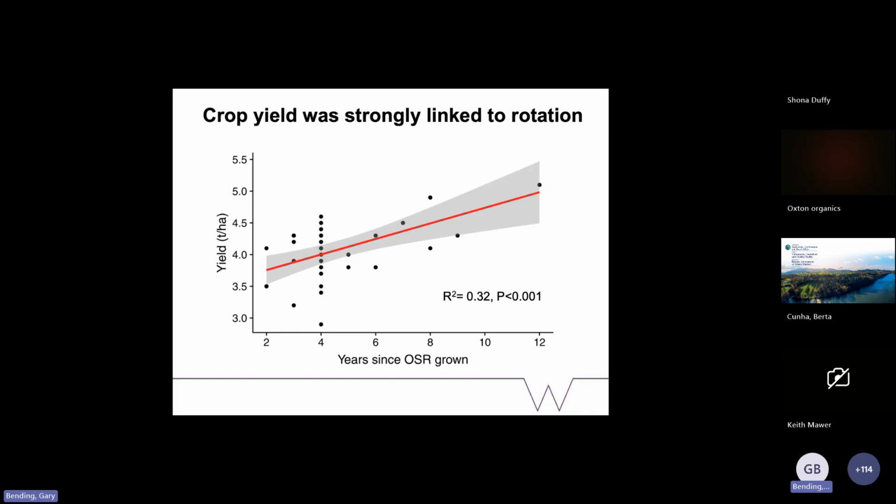Using the metadata, we first of all looked to see whether crop yield was linked to rotation. And it was strongly linked to rotation. This is a highly significant relationship, and it followed exactly the same trends that we saw in the controlled experiments from NIAB TAG and Velcourt. So the more intensively you grow oilseed rape, the greater the decline in yield within these fields.